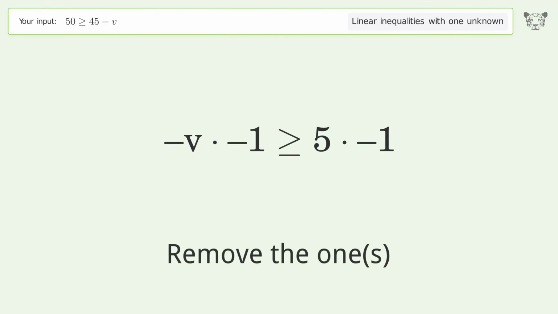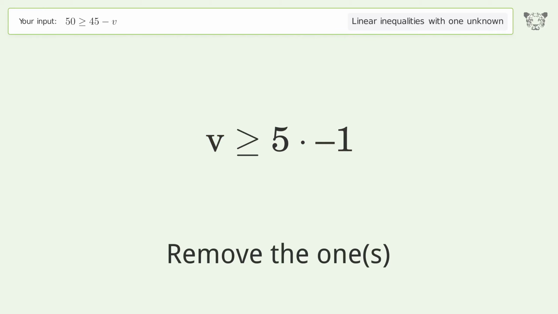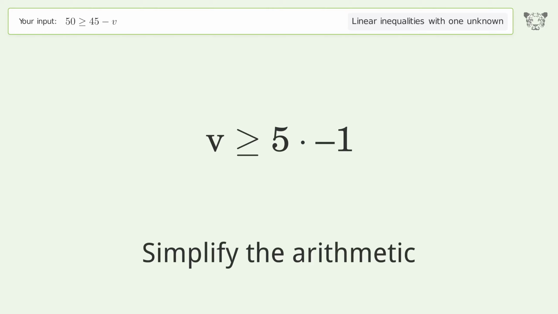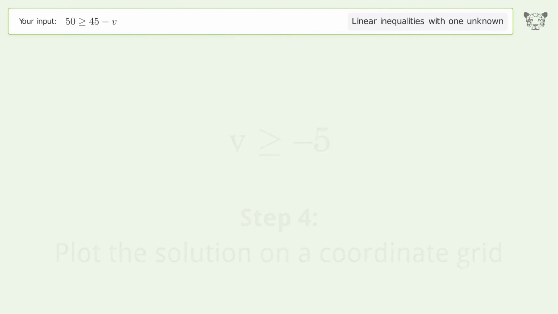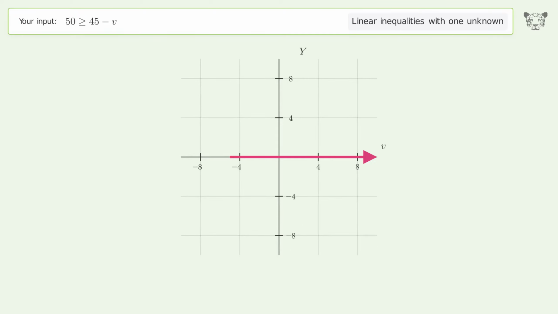Remove the ones. Simplify the arithmetic. Plot the solution on a coordinate grid. And so the final result is v equal or greater than -5.